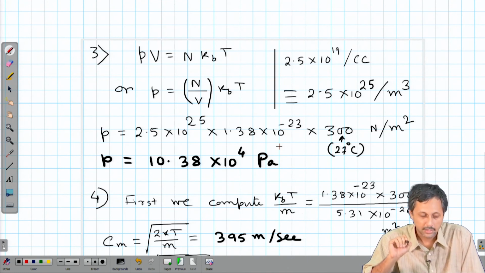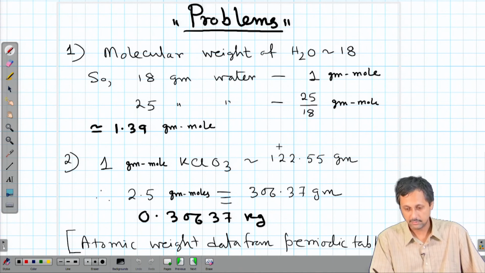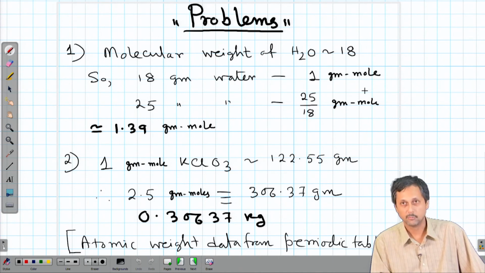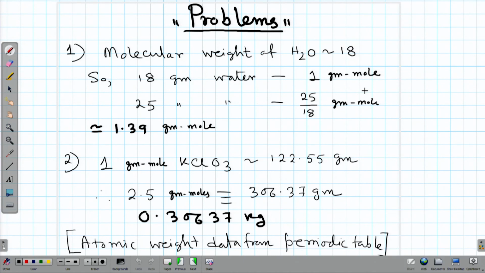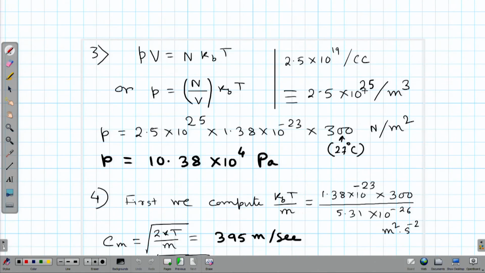Unit is very important. In this problem there was a problem with the mole and gram mole, but I will correct it in the final version of the classroom problem set. Here there is no such confusion, and once we compute, we substitute the values of N by V as 2.5 into 10 to the power 25, the Boltzmann constant, and the temperature, and we get 10.38 into 10 to the power 4 pascals. Of course, the unit is Newton per meter squared, which is nothing but pascals, right.